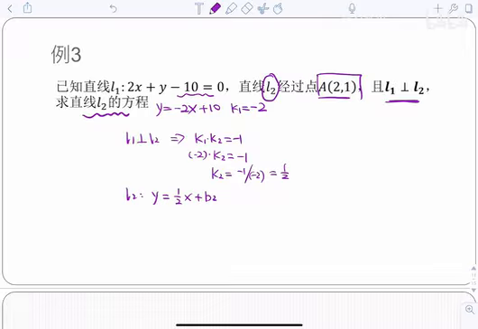And he tells you it passes this point, meaning this point is on this line. So y equal to 1/2 times 2 plus b2. So that means 1 equal to 1 plus b2, so b2 equal to 0. So you get L2 is y equal to 1/2 x. So this is the answer.